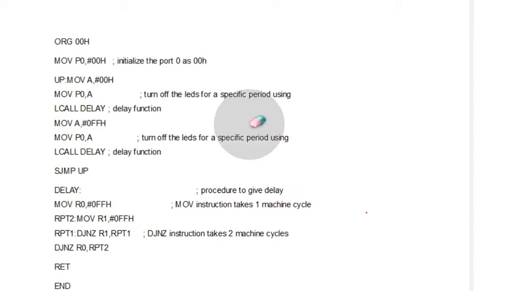Now let's see how to interface 8 LEDs using the 8051 microcontroller. What we are going to make here is connecting 8 LEDs to port 0, all the 8 lines. So we have connected them here.